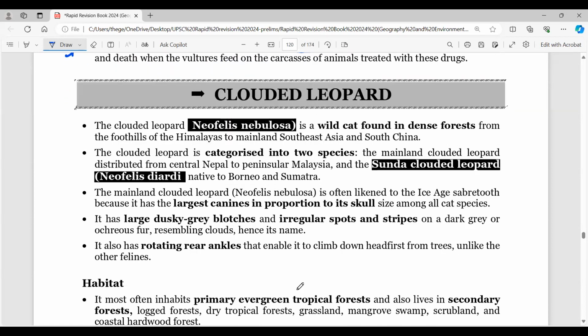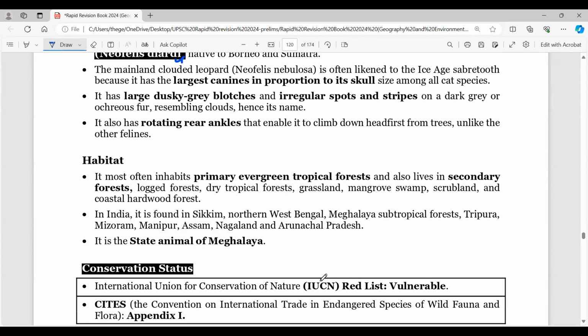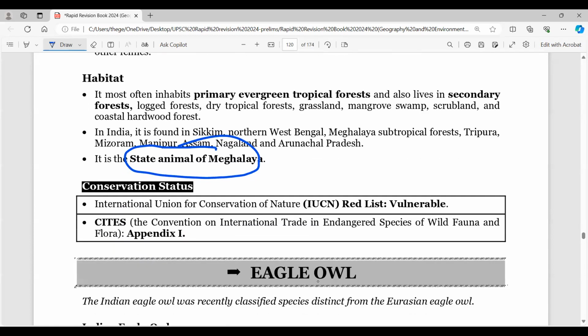Come to clouded leopard here. So here is Neofelis nebulosa, right? Sunda clouded leopard. This is famous. So Borneo, Sumatra, Malaysia, you can see that area. And here, what is important? State animal of Meghalaya. Okay, it is state animal of Meghalaya, and IUCN is vulnerable category VU. So you can remember this.